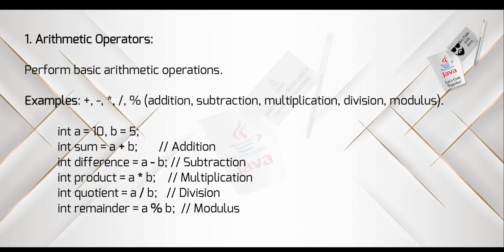Examples: addition, subtraction, multiplication, division, modulus. int a = 10, b = 5. int sum = a + b, this is addition. int difference = a - b, this is subtraction. int product = a * b, this is multiplication. int quotient = a / b, this is division. int remainder = a % b, this is modulus.